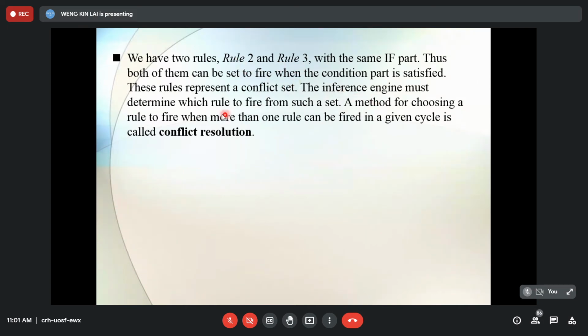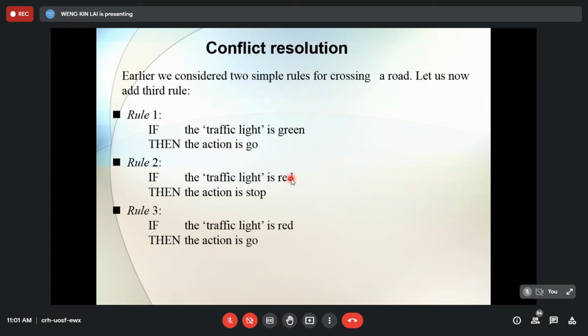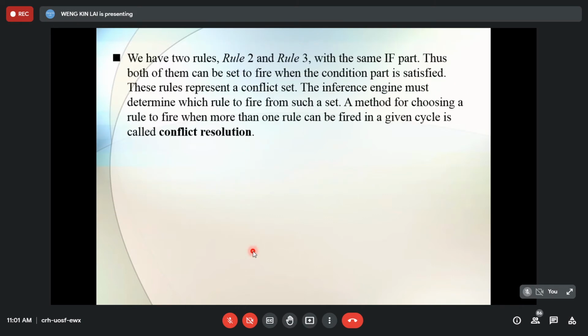So the inference engine must determine which rule to fire from such a set. You have two conditions met: traffic light is red. Which rule should I fire? Because if I fire the first one, I will stop, but if I fire the third rule, I will go. Imagine a car that's programmed for such a thing.